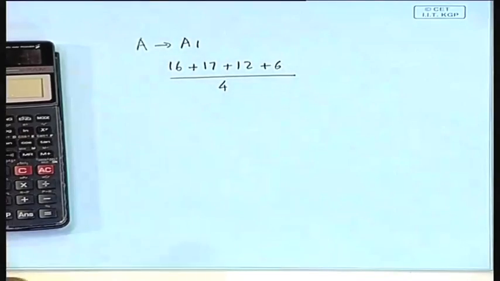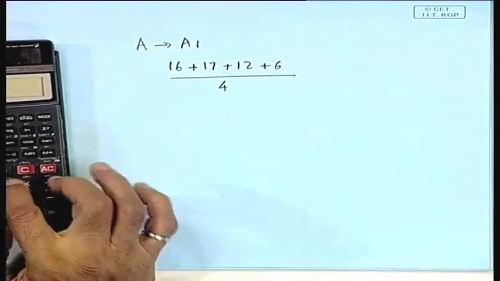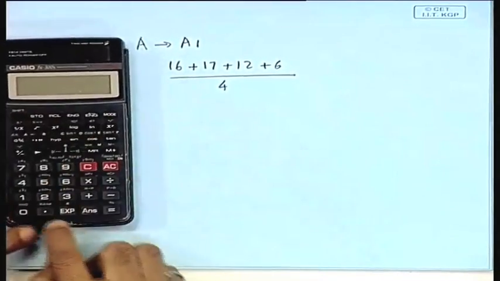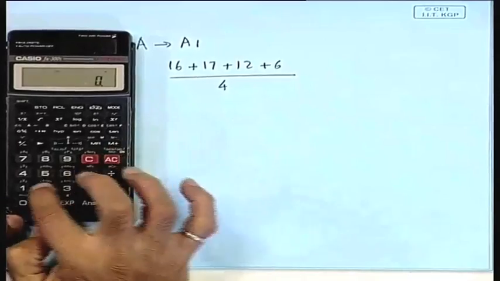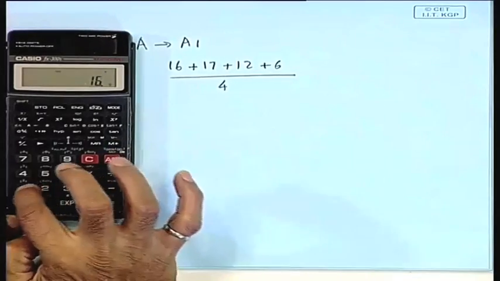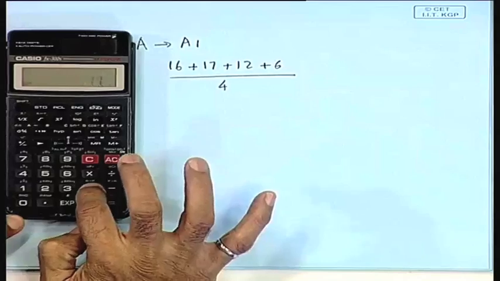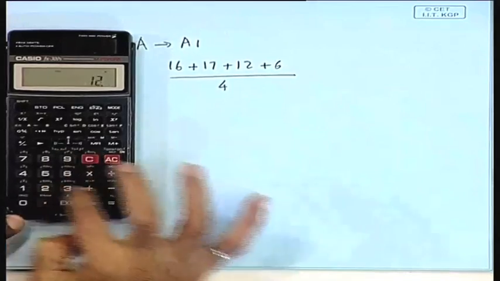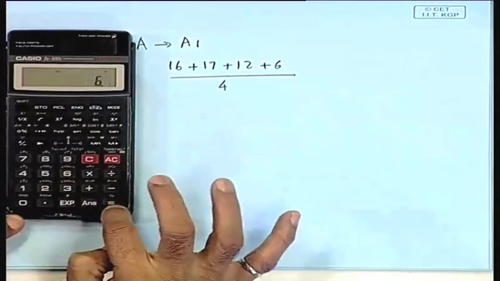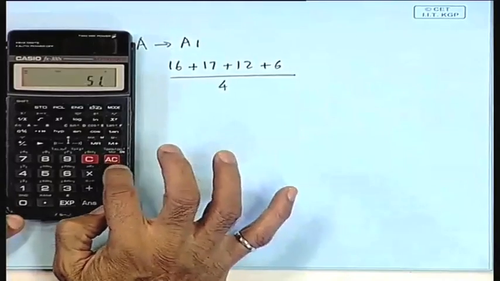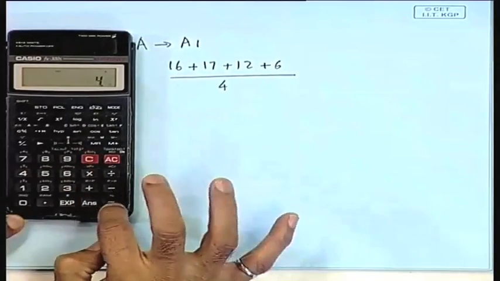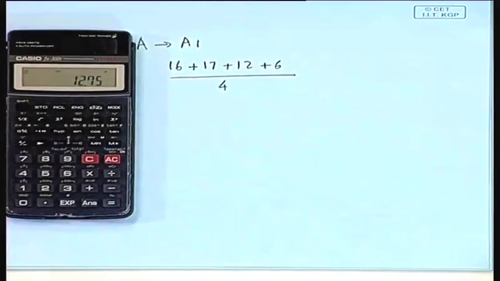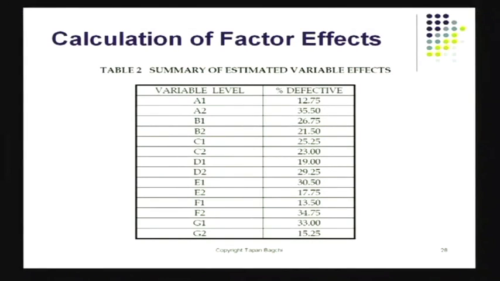And let's do that. We have 16 plus 17 plus 12 plus 6. We do the total and we divide that by 4. 12.75. Let's take a look. The first reading is 12.75. Similarly, I could do A2, I could do B1, I could do B2, and so on and so forth.